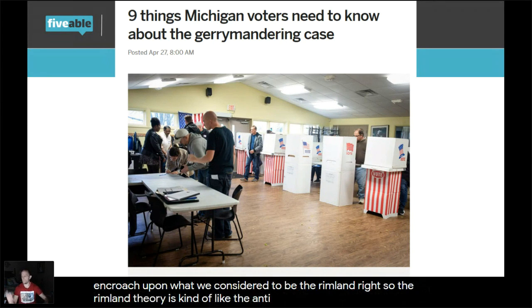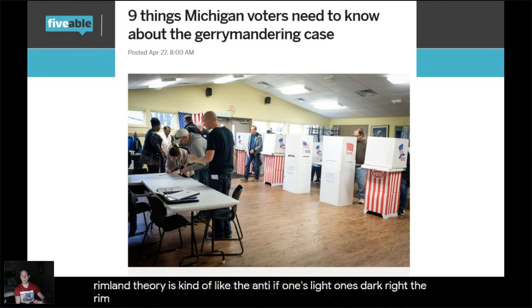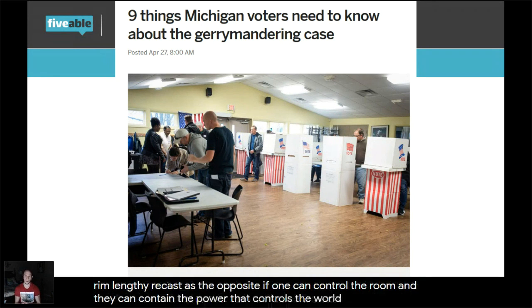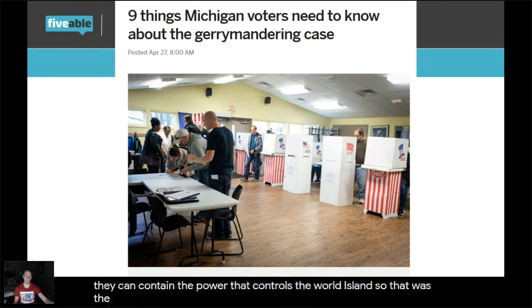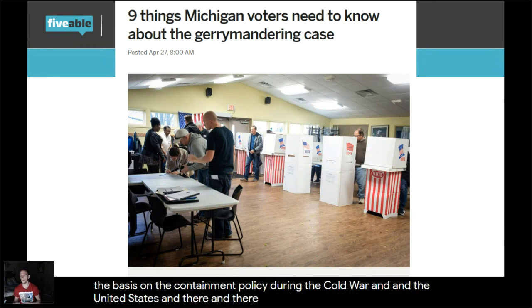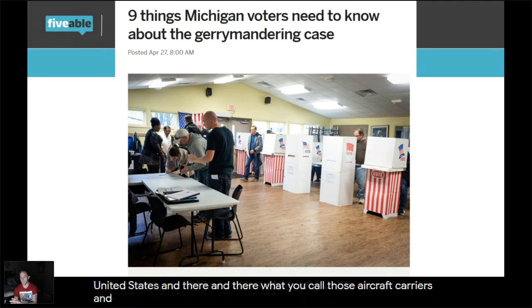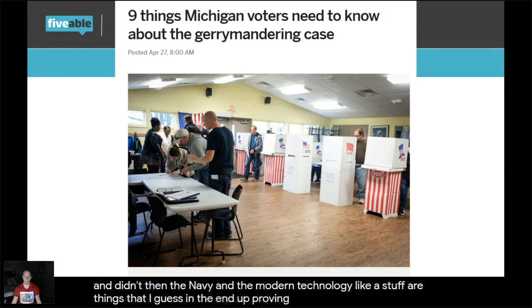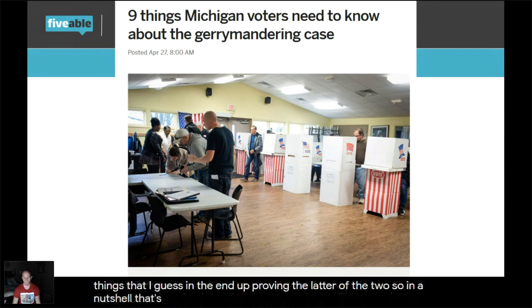So the rimland theory kind of says the opposite. If one can control the rimland, they can contain the power that controls the world island. That was the basis of the containment policy during the Cold War, and the United States with their aircraft carriers and the Navy and the modern technology and all that kind of stuff are things that I guess end up proving the latter of the two. So in a nutshell, that's really what you're looking at with those.